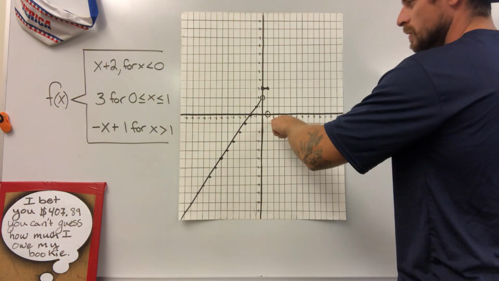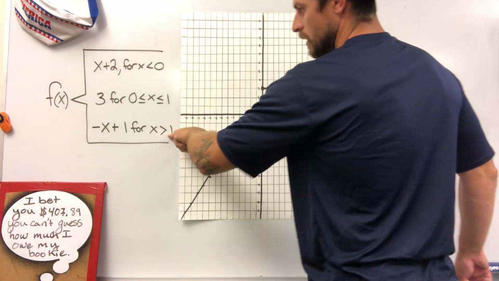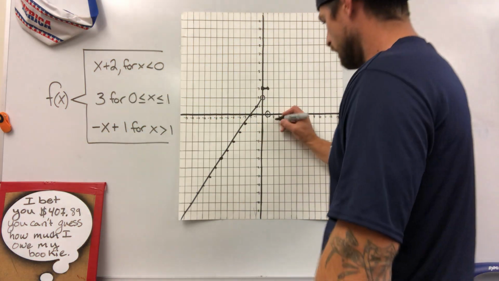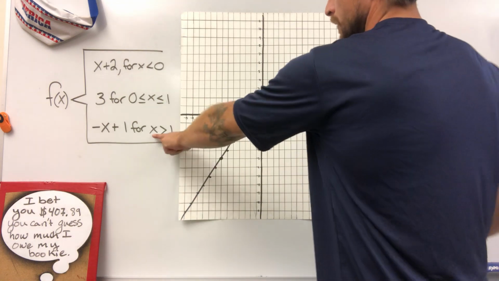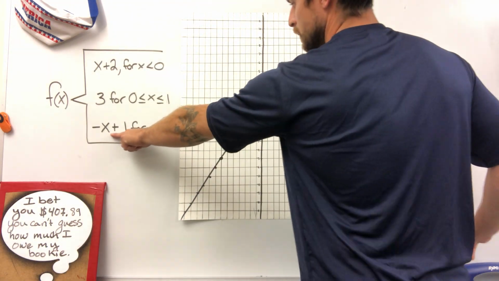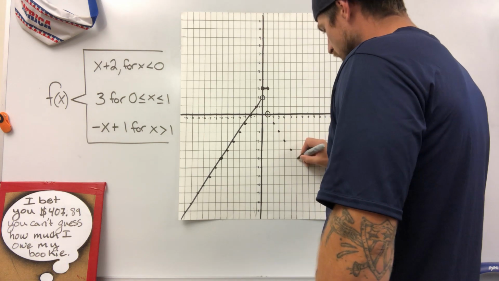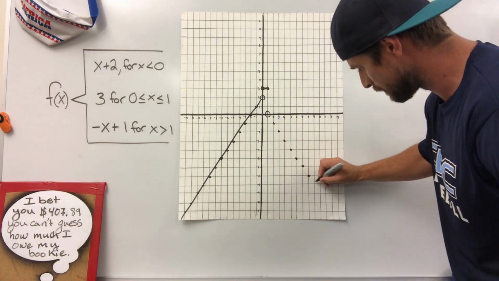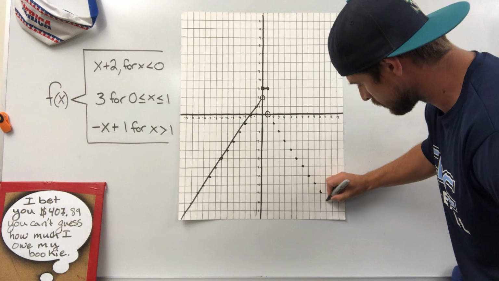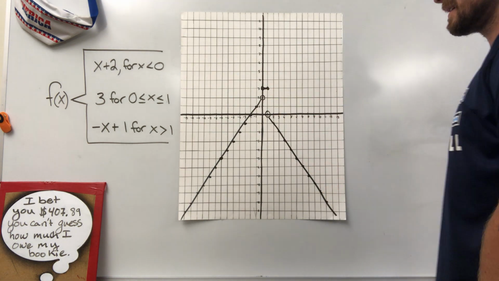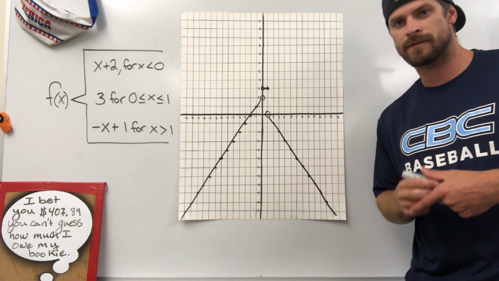Pick another number, 2. If x was 2, which is greater than 1, negative 2 plus 1 would give me negative 1. 3. Negative 3 plus 1 is negative 2. And notice we have another pattern happening as we're going down the line. Once you get enough to where you're happy, draw your line. And this is an example of a piecewise function.